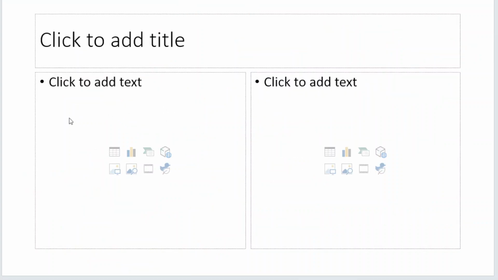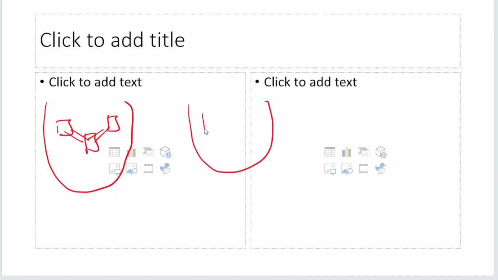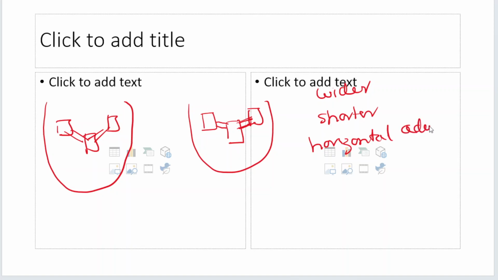Suppose this is the adult, this is the middle ear, and this is the nasopharynx, so the tube is coming like this. In children, the middle ear and the nasopharynx are very close to each other, and it does not have that 45-degree angle. It is almost horizontal, not totally horizontal. A little bit of angle is there, but it is almost horizontal. The eustachian tube in children is wider, shorter and more horizontal compared to adults.